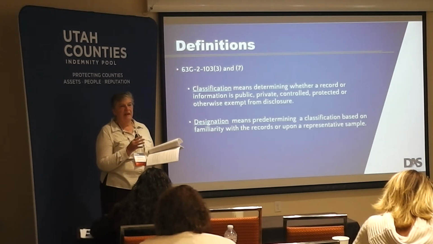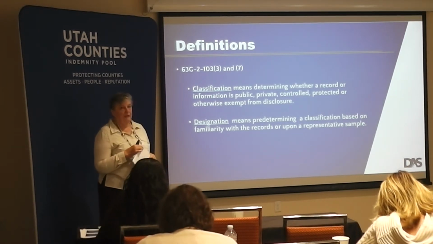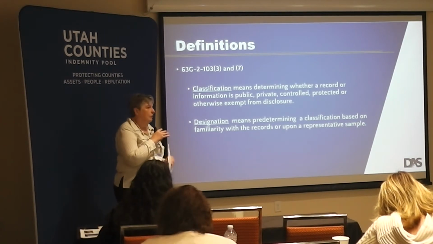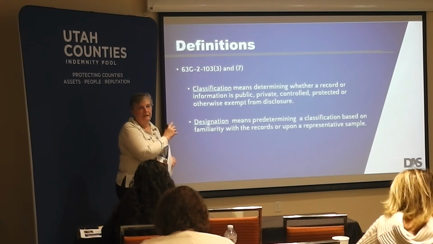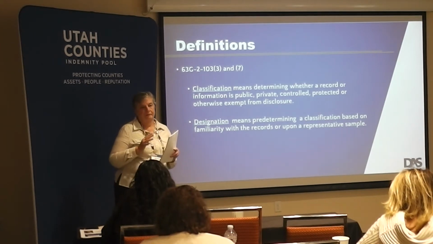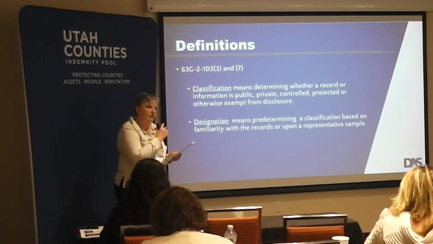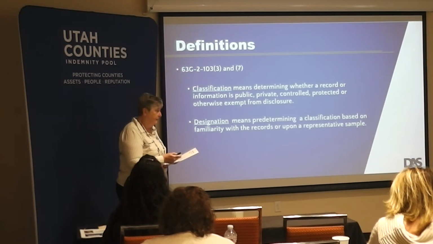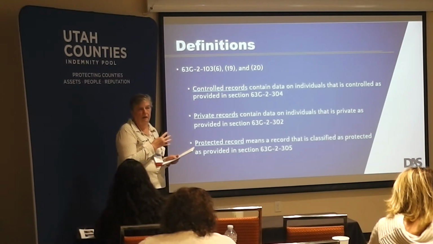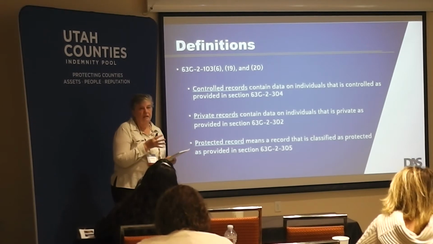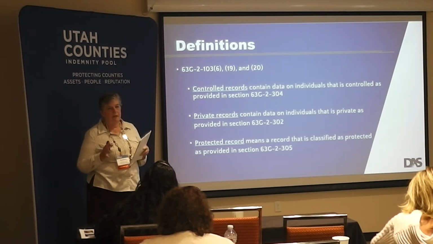So GRAMA addresses this access issue by establishing classifications. Within the law, there are 4 classifications. Back to the definitions, classification means deciding this access question: who gets access to it? Designation means a predetermination, based on a set of records, of what you think the classification is going to be, but classification is actually making the decision when you get a request. The classifications are controlled, and that is very limited to psychiatric records and medical records. But private records are all of those records that are protecting an individual's personal information.